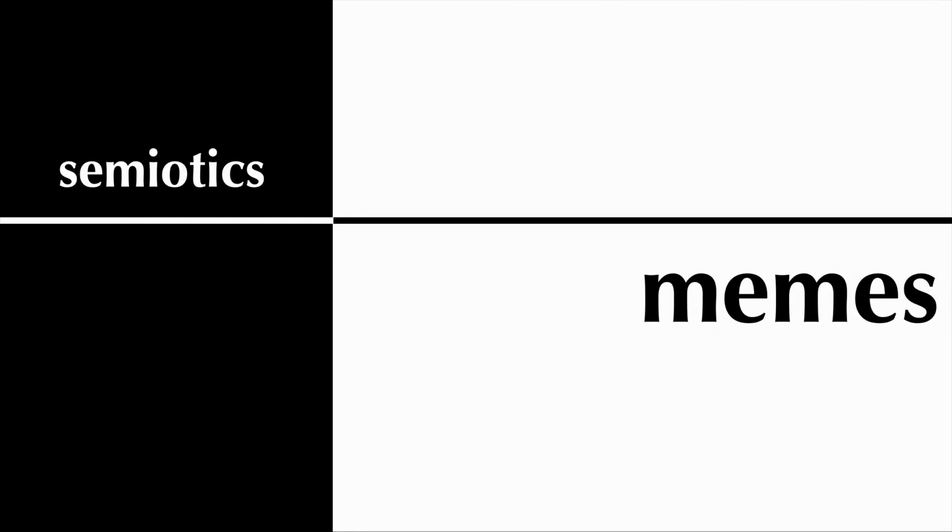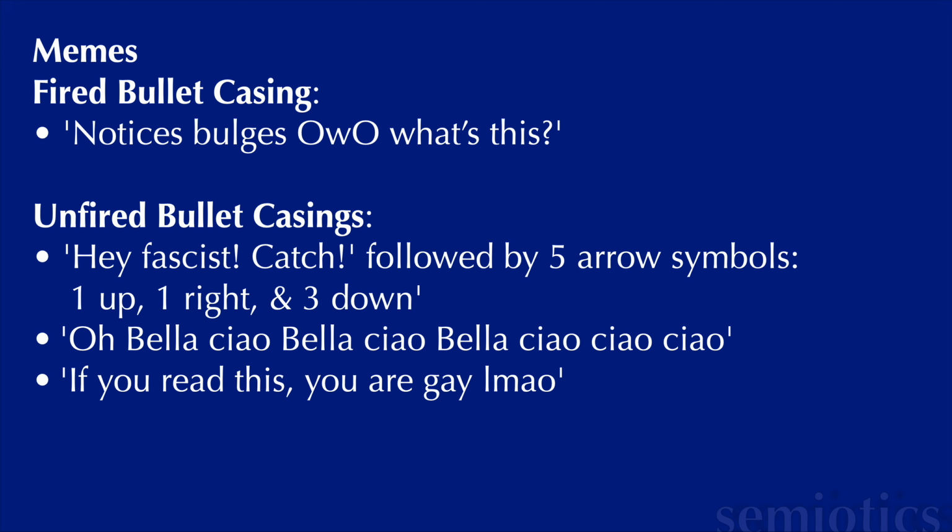I'll talk now about the memes that were involved in the bullet casings for the weapon that was found that allegedly has been used to shoot Charlie Kirk. There are four of them I'm talking about here. There's a fired bullet casing, and it said "notices bulges OWO, what's this?" That's a furry meme, and I'm not going to get into that very much in this at all.